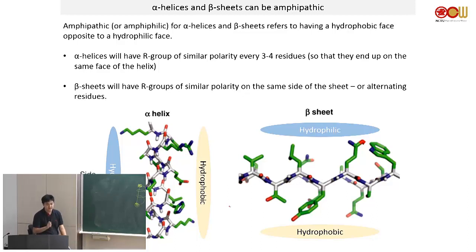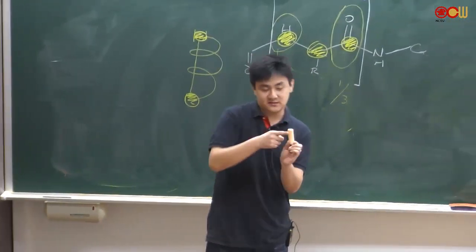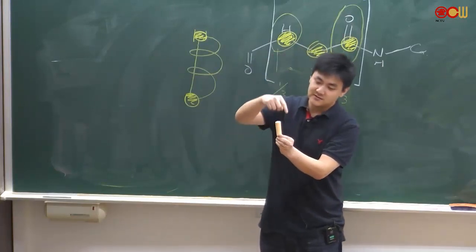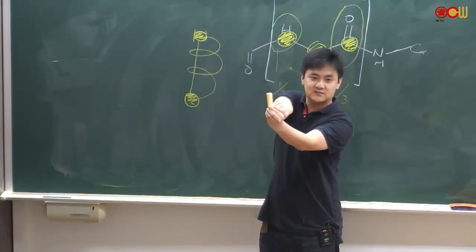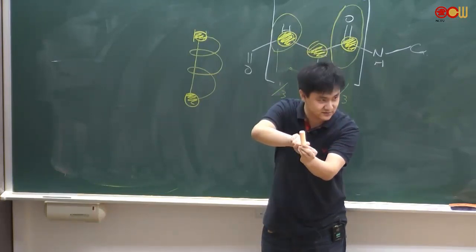Okay? Now, turns out your alpha helices will have R groups of similar polarity every 3 to 4 residues. Why is that? Because remember, every time you make a helical turn, it's 3.6 amino acids, right? So if, let's say, you have a rod, and you want this side to be hydrophilic and this side to be hydrophobic, okay? Then let's say you have one amino acid right here that's hydrophobic. You want to make sure the next amino acid on the same face is also hydrophobic.